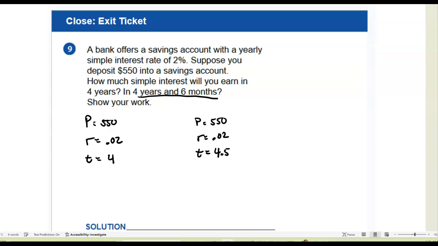So you want to use the equation I equals PRT for both of these, plug in your variables, and figure out how much interest you earn in both cases. Make sure to hit submit.